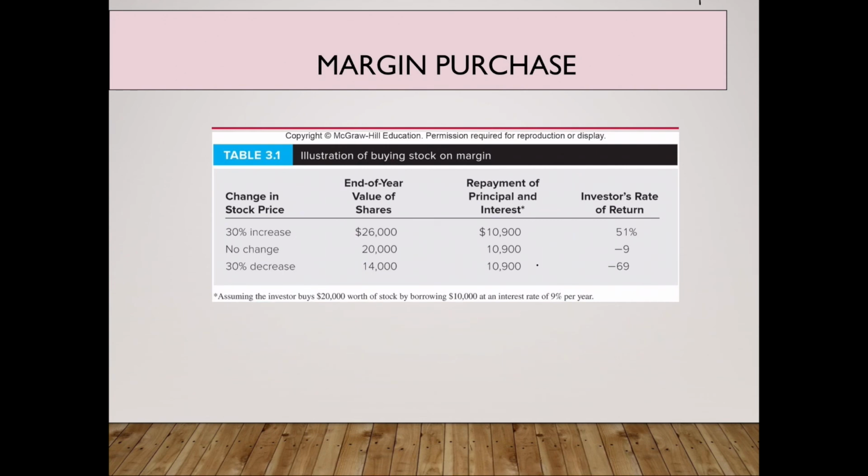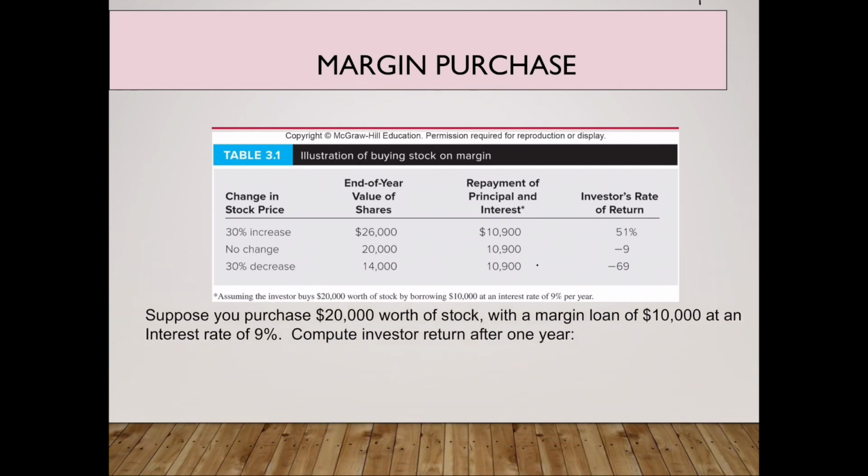So let's take a look at an example where we are going to purchase $20,000 worth of stock with a margin loan of $10,000 and an interest rate of 9%, and we want to compute the investor return after 1 year. So let's first of all say that the price rises by 30%. So in this scenario, I have invested $20,000 total in this stock that has now increased by 30%. So I multiply it by 1.3 to get my total return on the investment.